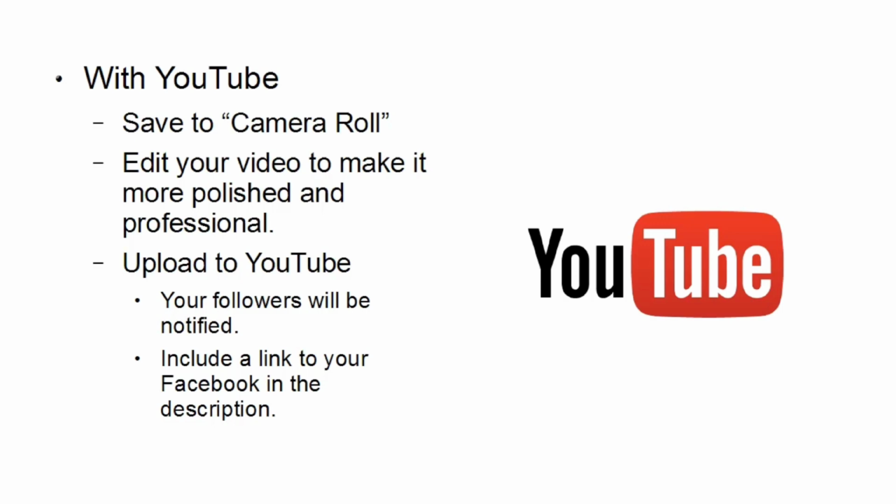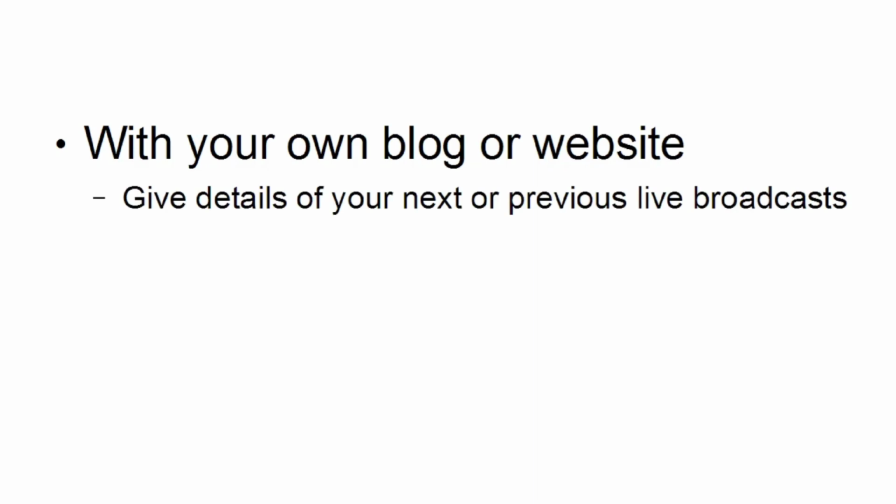So you can work the two together very, very easily. And of course, probably the best way to integrate Facebook Live with other media is with your own blog or your own website. So you can give details of your next or previous live broadcasts. You can link to saved videos that are part of your Facebook timeline.